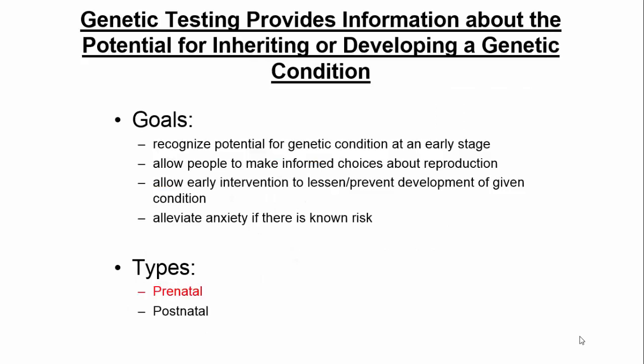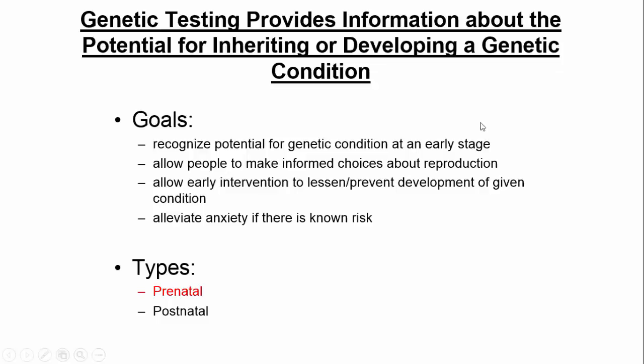Well, the goals are basically different for different people, but here are some general goals. First, when we have genetic testing, we want to recognize the potential for a genetic condition at an early stage. The key here is this early stage. The assumption is that the earlier you figure out something, the earlier you can treat it, right? And the more successful that treatment will be.